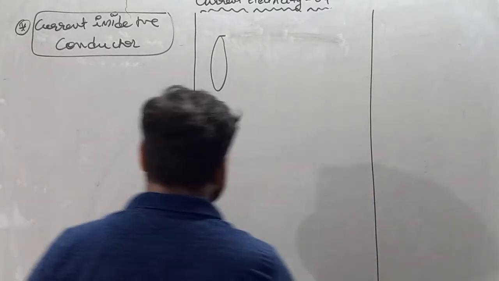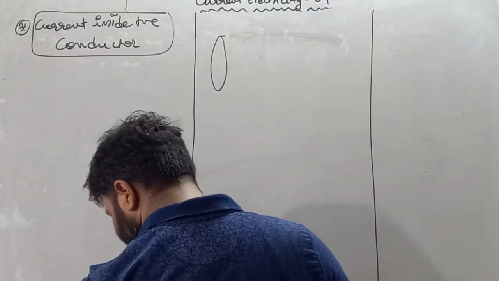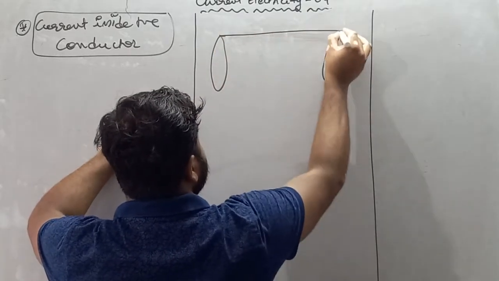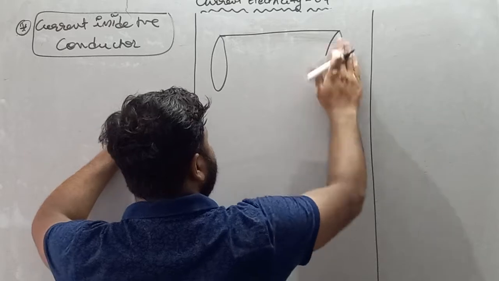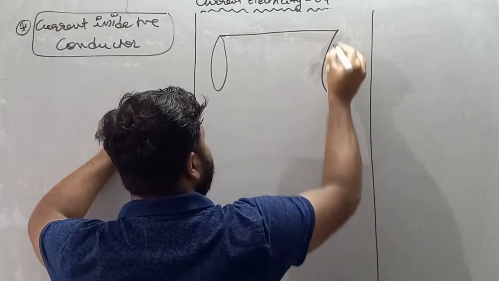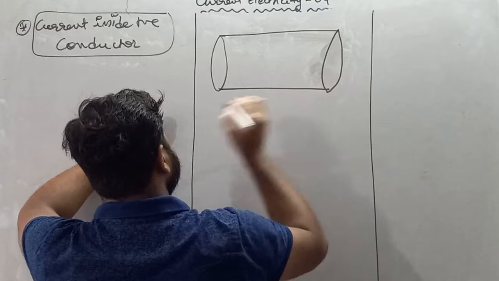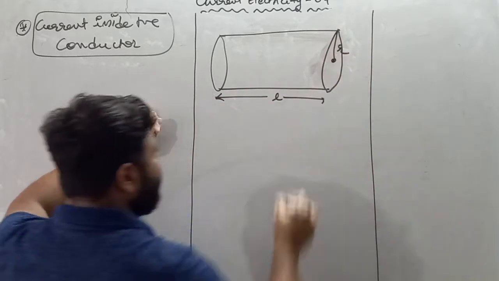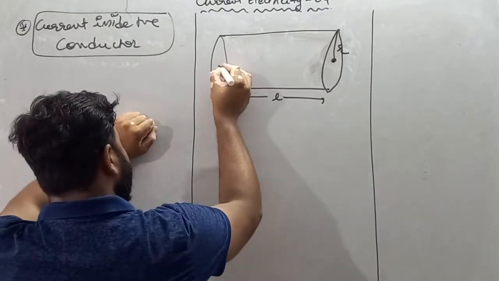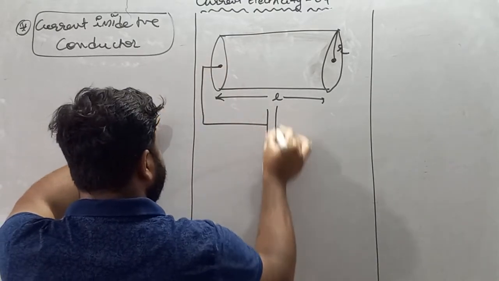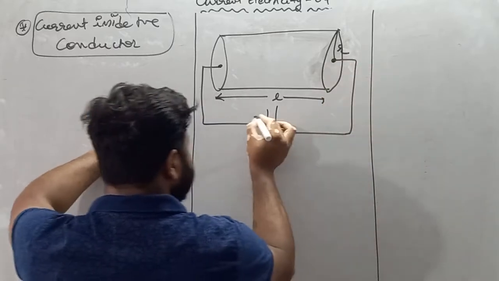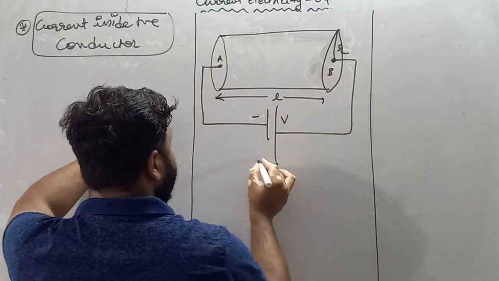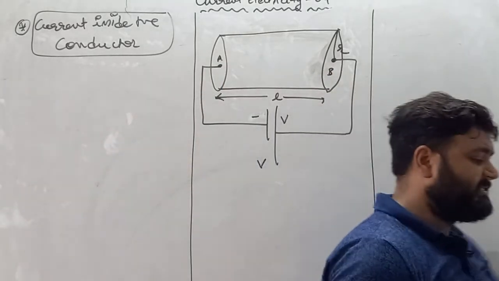So see, let's suppose we have a conductor of length L, and let's suppose the radius of the conductor is R. In this conductor, let's suppose I connect a battery having potential V volt.